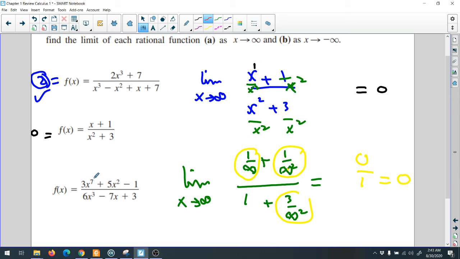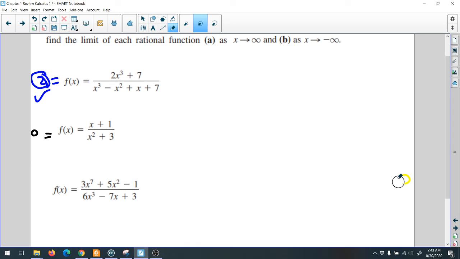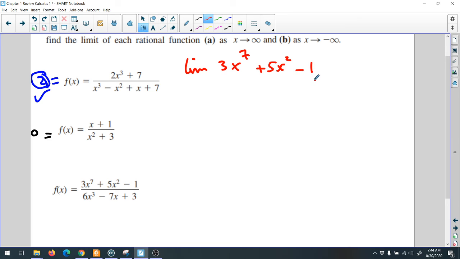The last one, when we have the maximum exponent at the top. Let's do that here. Okay, the maximum exponent at the top, so find the limit. Now we have two different cases, by the way. The limit of 3x to the 7 plus 5x squared minus 1 over 6x to the third minus 7x plus 3 when x approaches infinity.